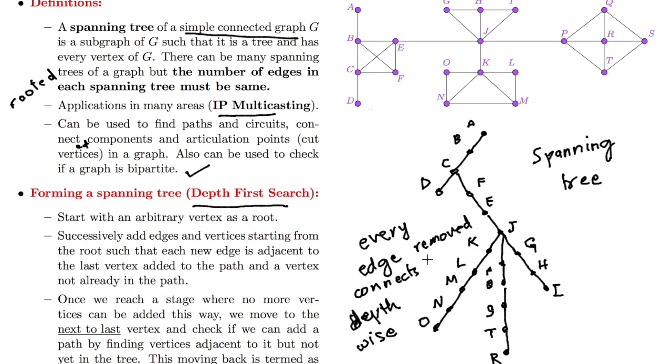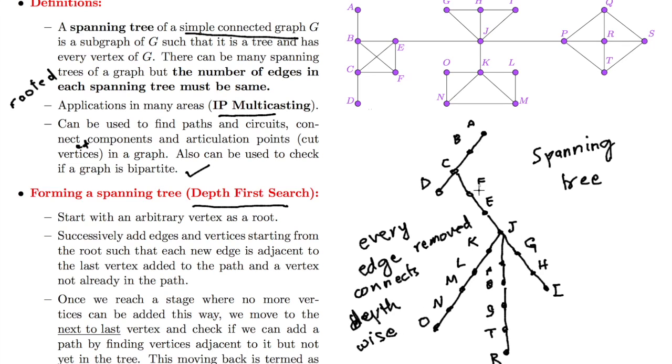Okay, so when I say it connects depth wise, it means that every edge which we have removed here, for example, let's say we have removed K to N. This edge is no more there. So K and N are not on the same level. K is an ancestor of N here. So every edge which is removed is actually connecting an ancestor, that's why it connects depth wise.